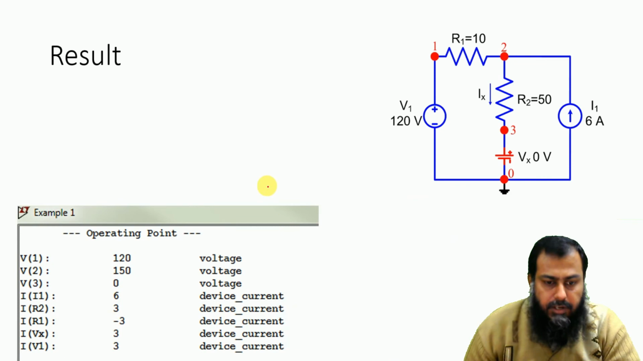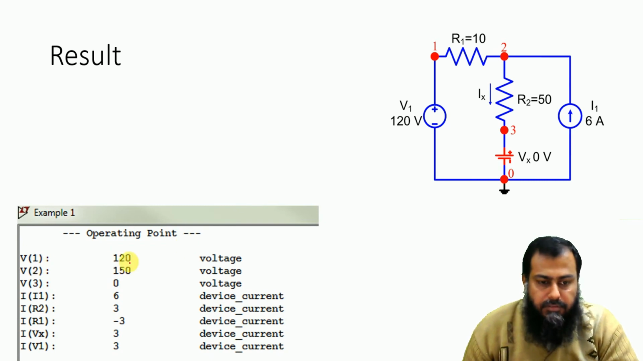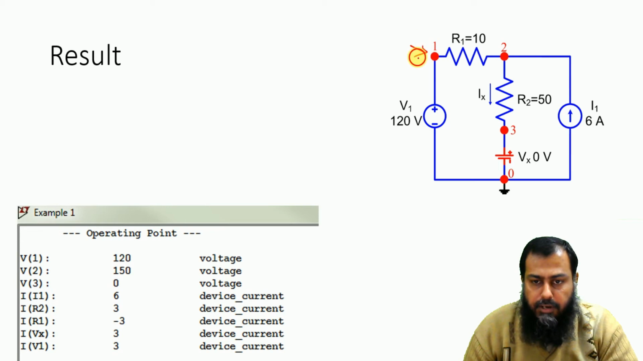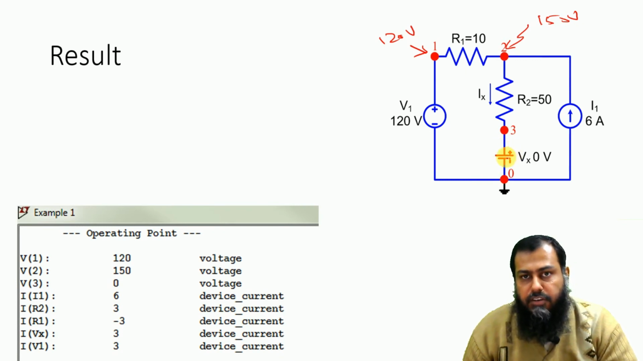So for this particular circuit, we have this output file that was generated by LTSpice. So we have V1 equal to 120 volt. So this is the V1. So the voltage at this particular node is 120 volt. Voltage at this particular node 2 is equal to 150 volt, right? And voltage at number 3 is equal to 0, because you see this is a dummy voltage source. So it is actually a short circuit path. So this point and this point have the same voltage, and that is equal to 0.